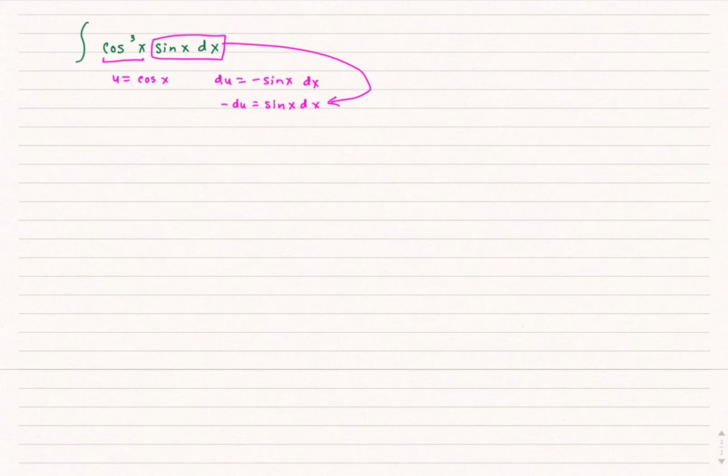Since I have sine x dx, I'm going to solve for that. And then I'm going to replace that with negative du. Here's my integral. I'll go ahead and integrate. And finally rewrite this back in terms of x.